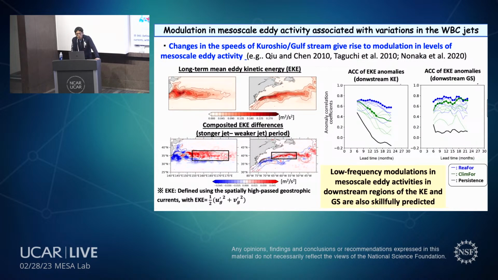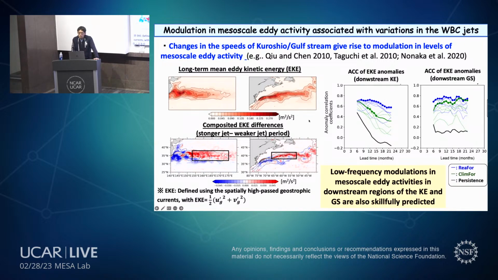Okay, so far we have focused on the predictability of the speed of the Kuroshio Extension jet, but we also look into the predictability of the intensity of mesoscale eddies.